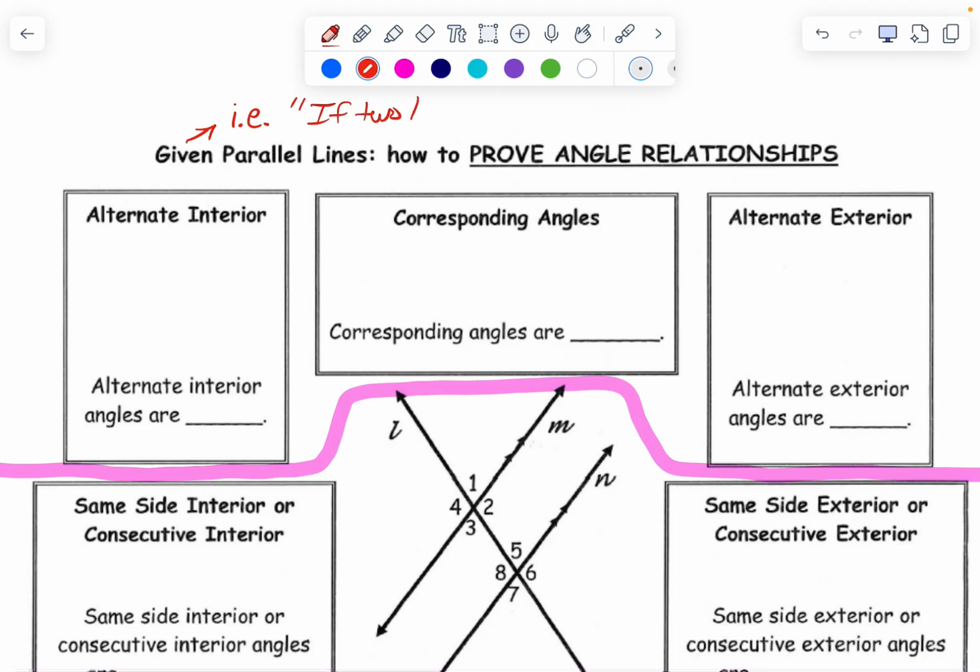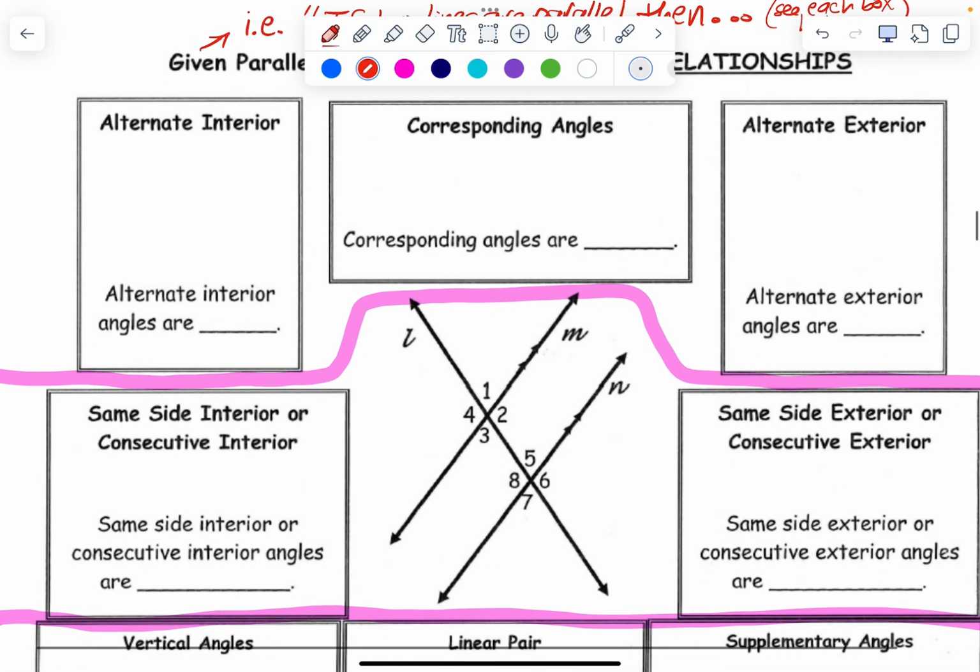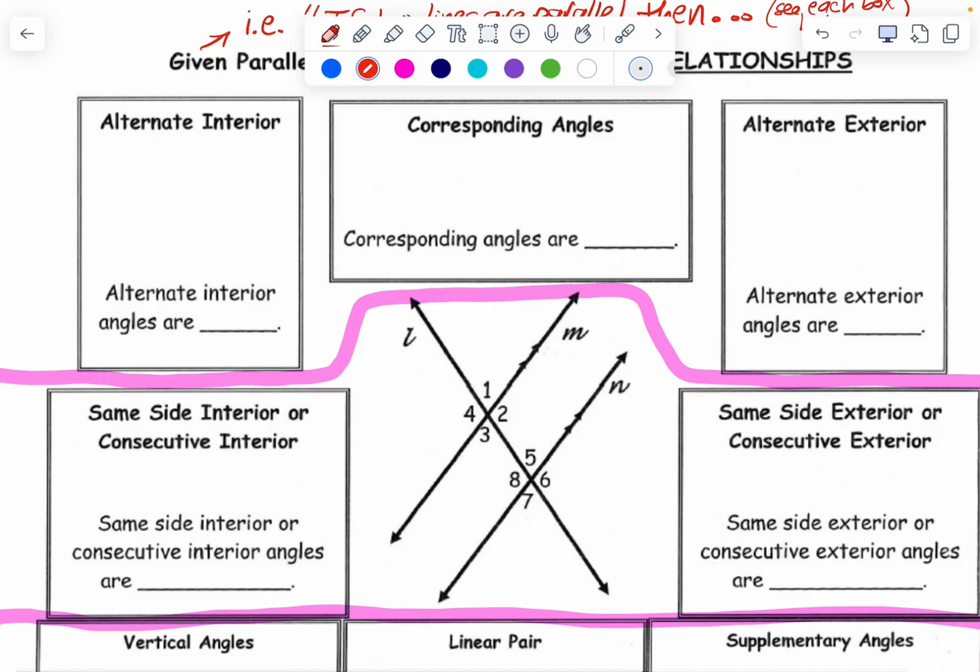If 2 lines are parallel. So initially we need to be told that, and then later we're going to prove that using converses. So if 2 lines are parallel, then see each box below. Okay, so we've got to know that the lines are parallel first. Then each of these things that we're about to write that's new, they will be true as well. So alternate interior angles.